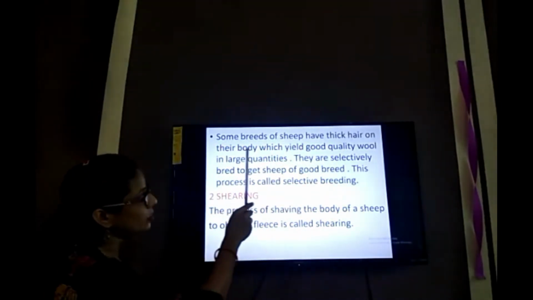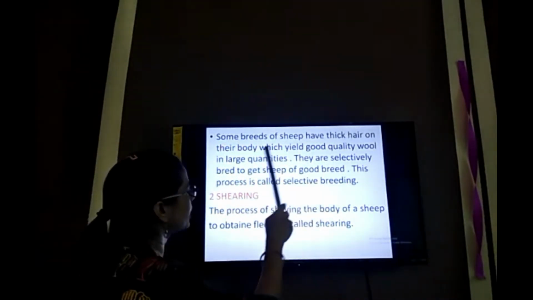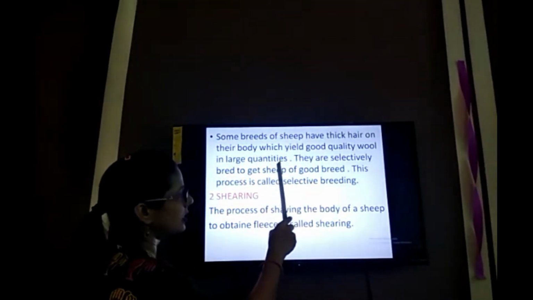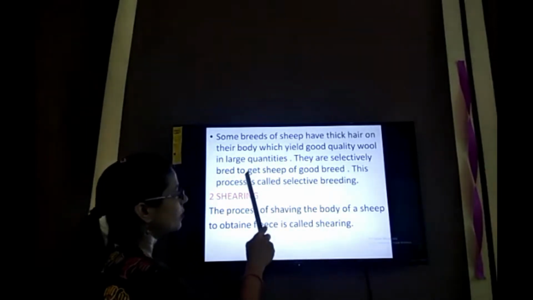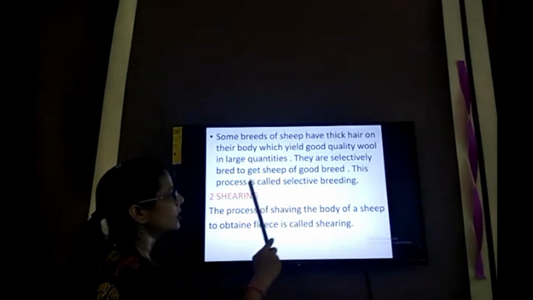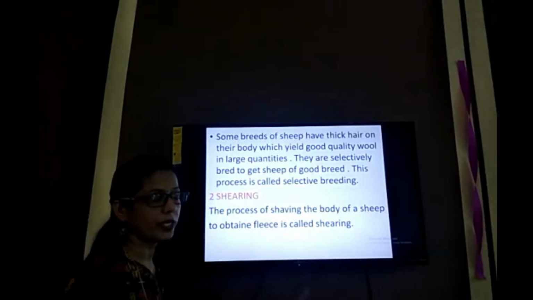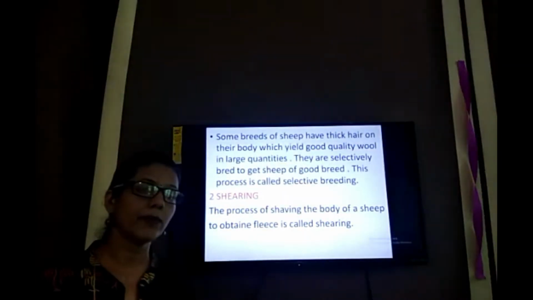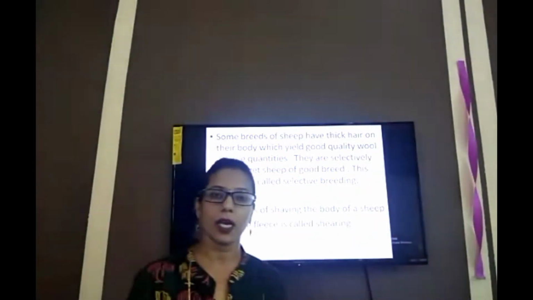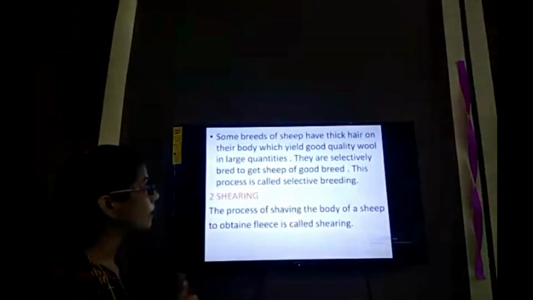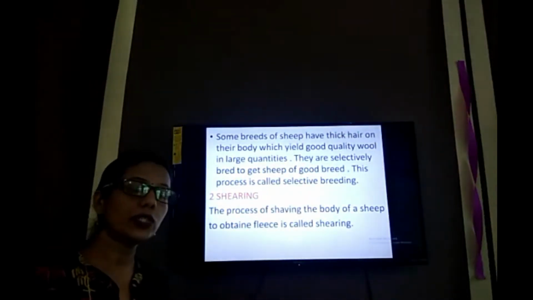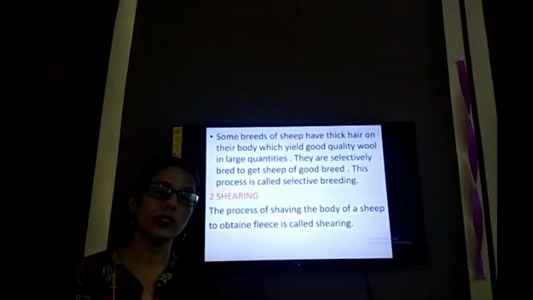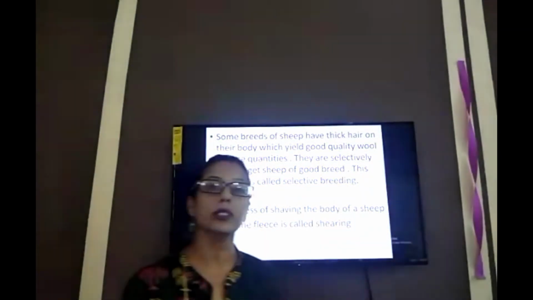Next, some breeds of sheep have thick hair on their body which yield good quality wool in large quantities. They are selectively bred to get sheep of good breed. This process is called selective breeding. In the very first step, rearing means the rearers take care of the sheep. Second is breeding. Breeding means when the sheep and other wool yielding animals give birth to new young ones of their same kind.